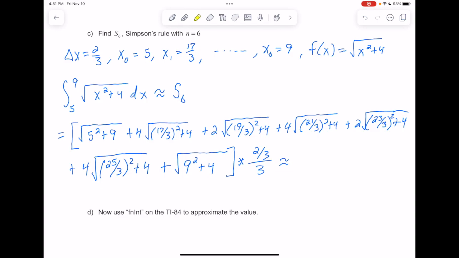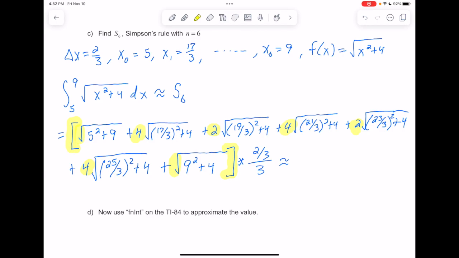So key pieces, your starting bracket and ending bracket. You're adding all these different heights of the function together. The first one has no multiplier. The last one has no multiplier. But after that, it goes 4, 2, 4, 2, 4, and then back to 1. So it's this 4, 2 alternating until you get to the last one, and then that'll just be a 1 instead. All right, so let's go to the calculator.